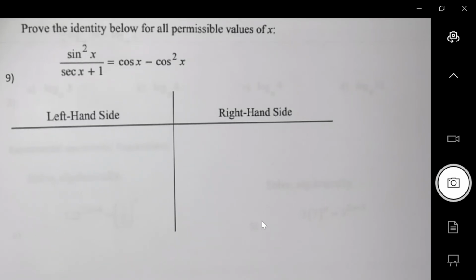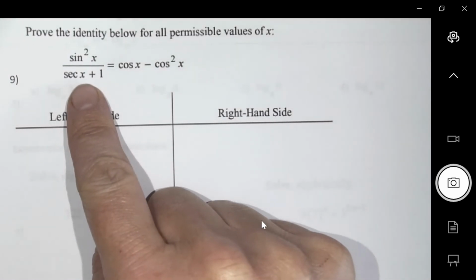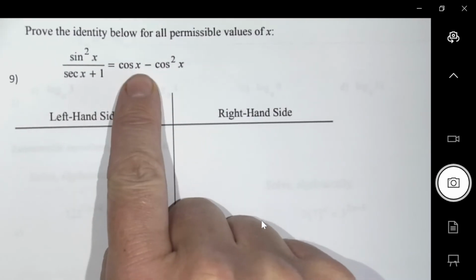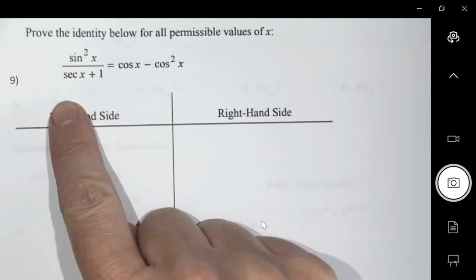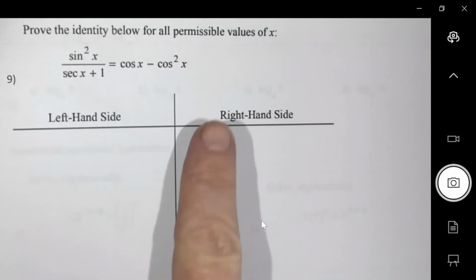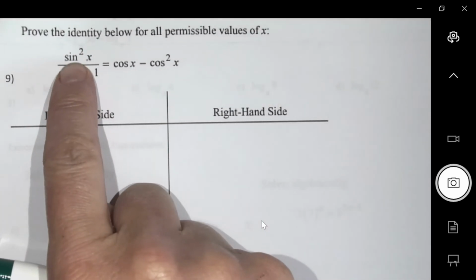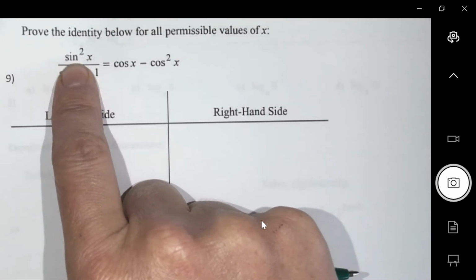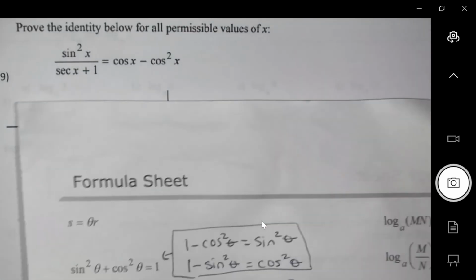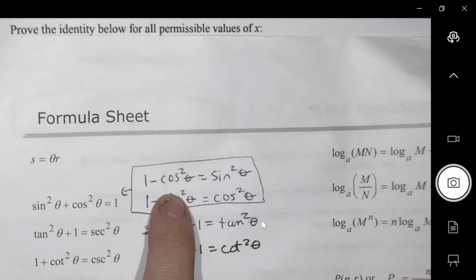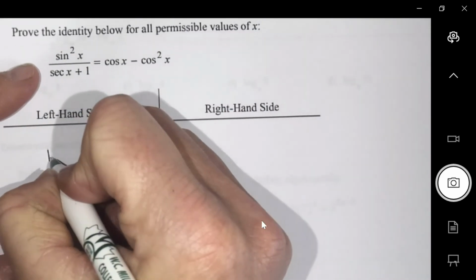Okay, what side would you start with? The left hand looks more complicated, so I'm going to do that. What do you want to suggest as a startup strategy? Make everything in what? Coses. I'm going to change everything I can find to cos stuff, because this answer is just with coses. Sine squared. Is there any replacement you can make with sine squared? 1 minus cos squared.